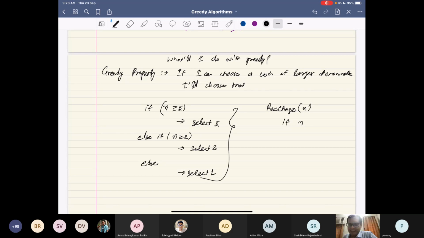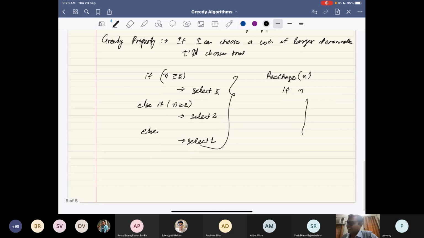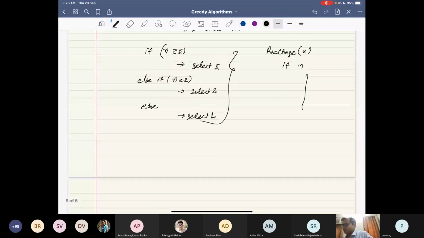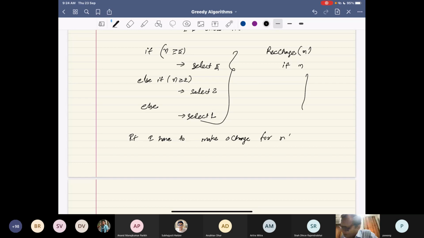So you can define base cases, and I think you can write this program. I don't need to write it. That is very easy. So what am I doing? If I have to make change for n rupees, I'm choosing floor of n by 5, that many 5 rupee coins. And then I'll see what is remaining, and whatever I can, I choose 2 rupee coins. And then whatever remains, I'll choose 1 rupee coins. That's all I will do.